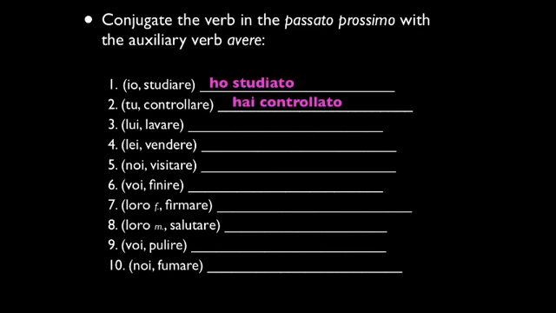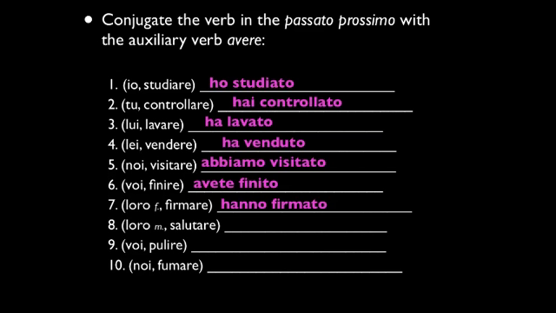Okay, number 3, lui lavare, he washed. What did he wash? Ha lavato. Very good, ha lavato. And lei vendere, ha venduto. Number 5, noi visitare is abbiamo visitato. 6, voi finire is avete finito. 7, loro, with the feminine form, firmare, which is hanno firmato, which means to sign. So they signed something. Loro, masculine form, salutare, hanno salutato.